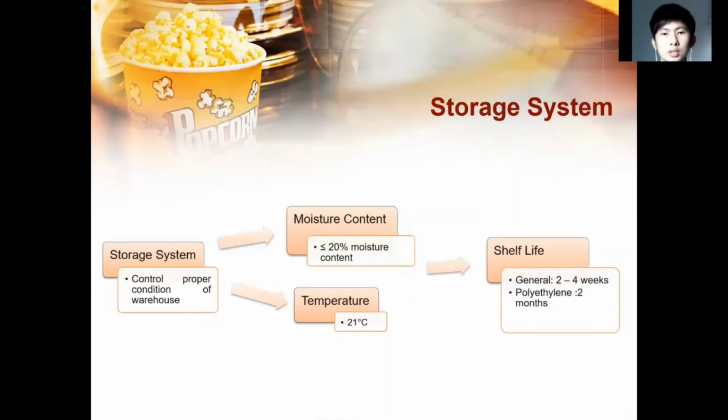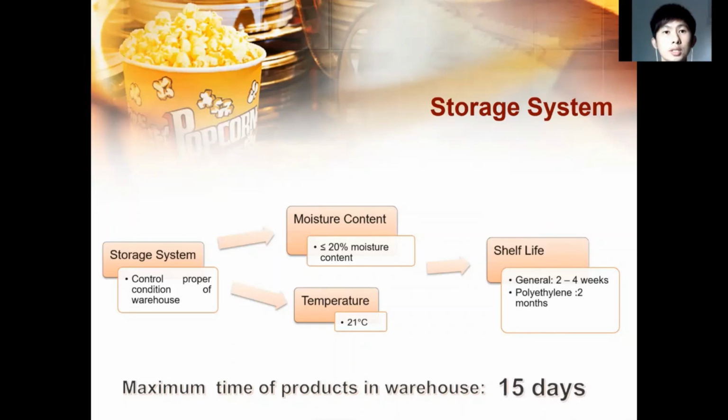In general, the shelf life of popcorn is 2 to 4 weeks, but since we use polyethylene as the packaging material, the shelf life of our popcorn can be extended up to 2 months. The maximum time of products in the warehouse is 15 days, because after 15 days, the moisture content of the popcorn might be affected. So after 15 days, we will move the popcorn out for distribution.